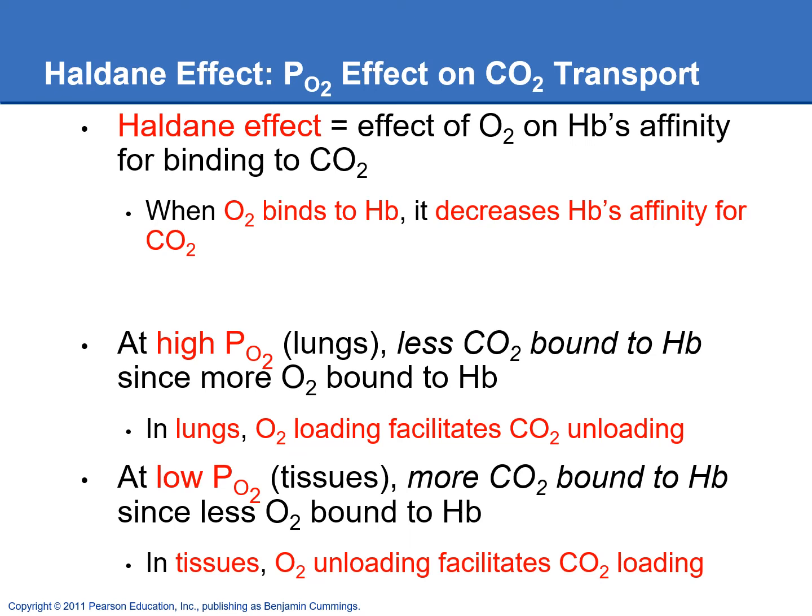And then in the tissues, where the partial pressure of oxygen is low, there's going to be more carbon dioxide bound to the hemoglobin because there's less oxygen bound to the hemoglobin. So in the tissues, oxygen unloading from the hemoglobin facilitates carbon dioxide loading onto the hemoglobin.